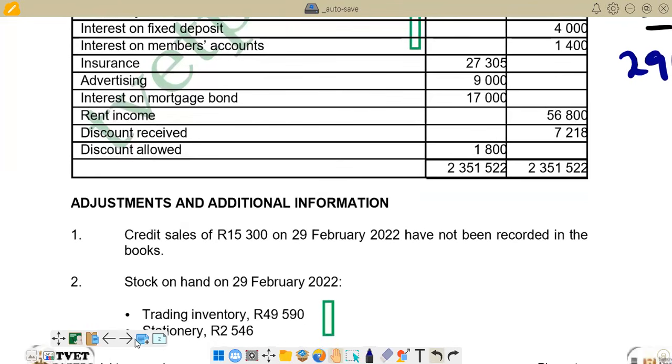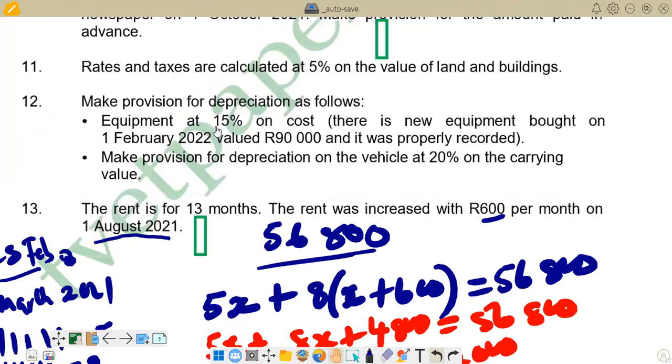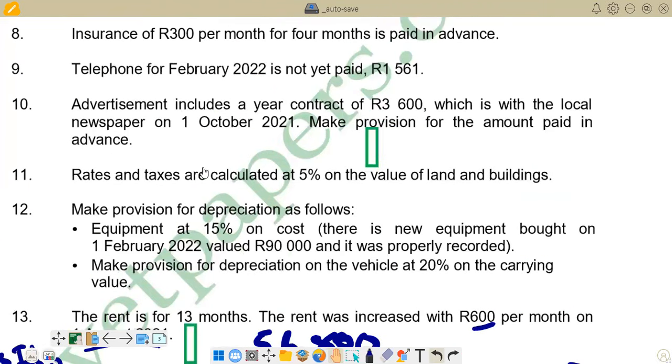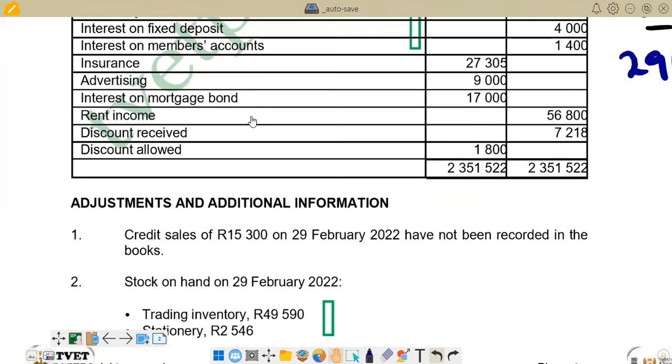We are not seeing anything there. Go to the next page again. We start from this one, 11. Rates and taxes are calculated at 5% on the value of land and buildings. So what does it mean? It means 5% of the value of land and buildings represents the rates and taxes for that period. Then for the one that was paid, we compare if there was a prepayment or an accrual, whether we paid more or less. But what is supposed to be charged for that period is 5% of the value of land and buildings. So we go to check the value of land and buildings in the list of balances.